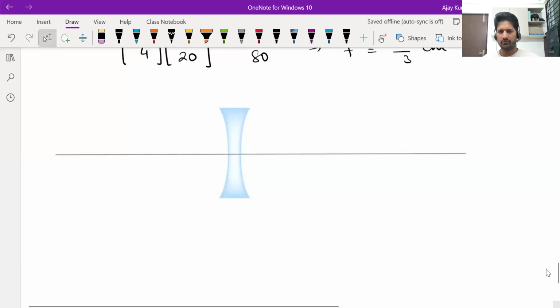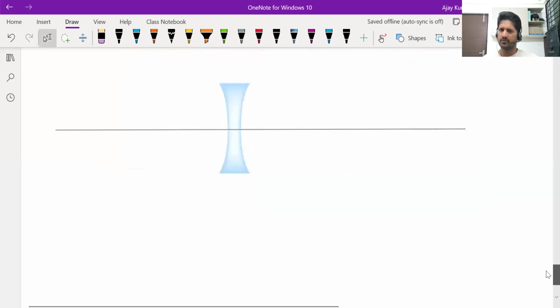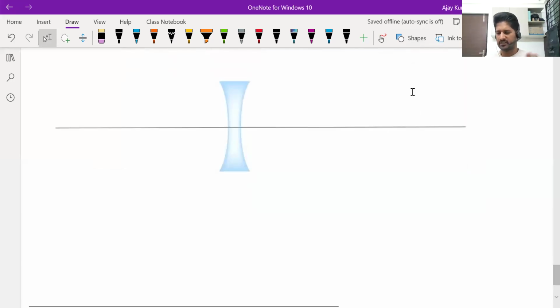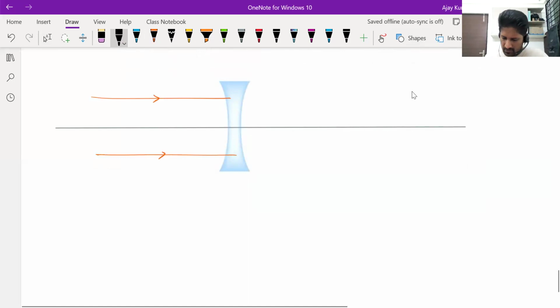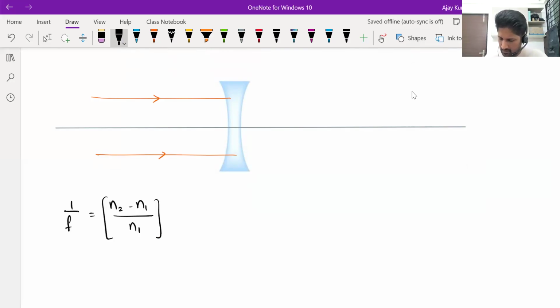We know that the focal length will turn out to be the same whether you take light incident from the left side or from the right side. Okay, so let's assume light is incident from the left side like this. Then in the lens maker formula, 1 by f is equal to (n2 minus n1) by n1 into (1 by r1 minus 1 by r2).